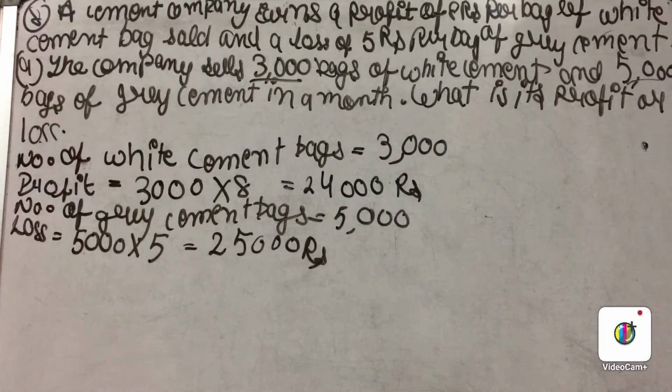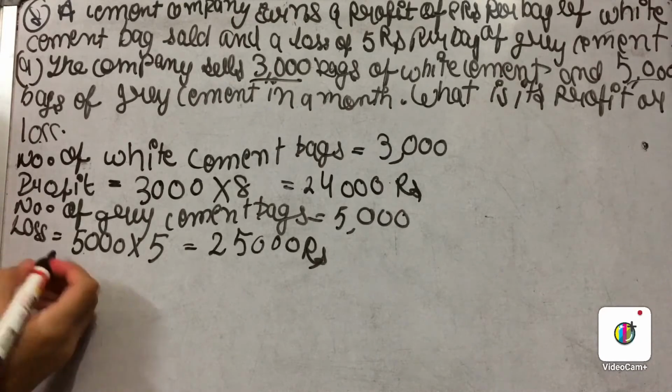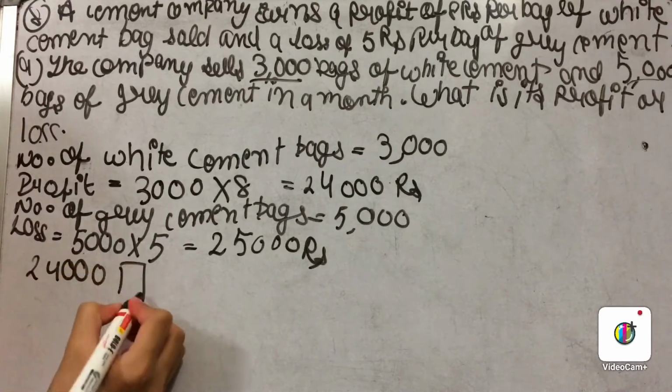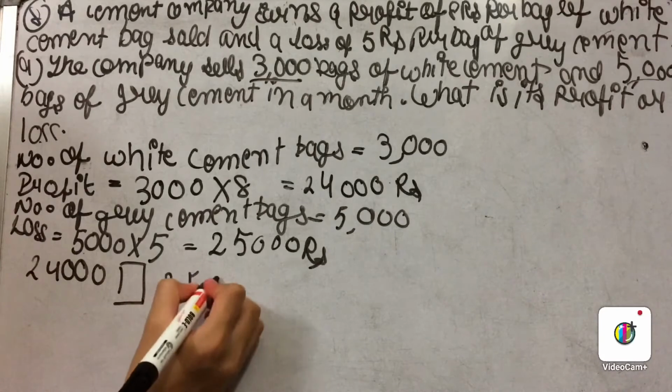And now you have to compare the both, that what the company makes more, the profit or the loss. Obviously you can see here 24,000 and 25,000. What the company makes more? The company makes more loss. So at last you will compare the both. You will write it as 24,000 compared from 25,000.